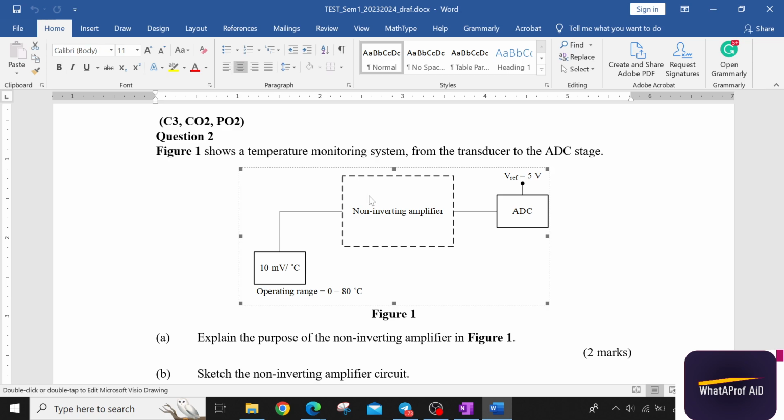If you don't answer, I won't go to the next stage. I want two-way communication today. Don't type in the chat box because I cannot see it. So if you want to answer, you have to turn on your mic and answer. What is the purpose of the non-inverting amplifier?